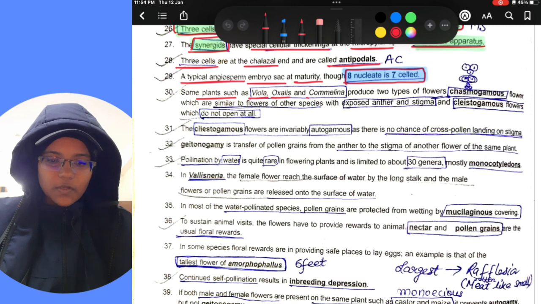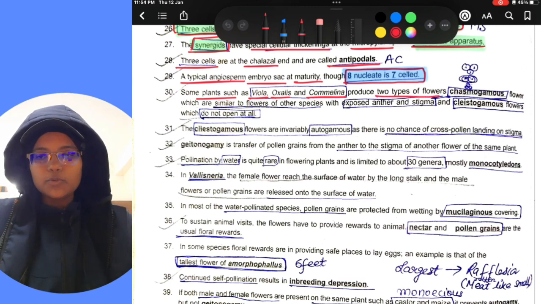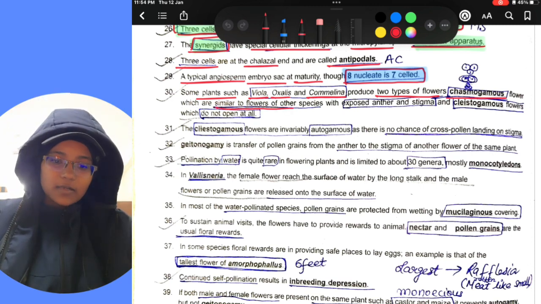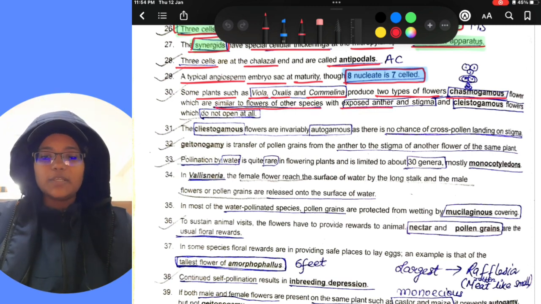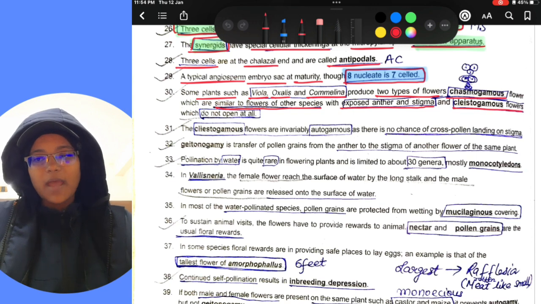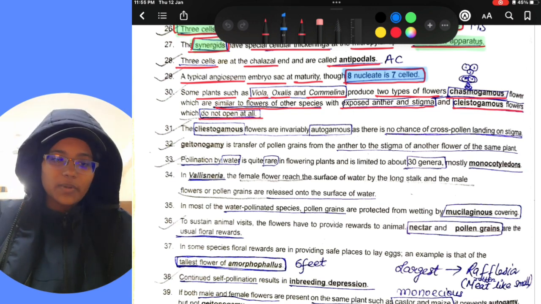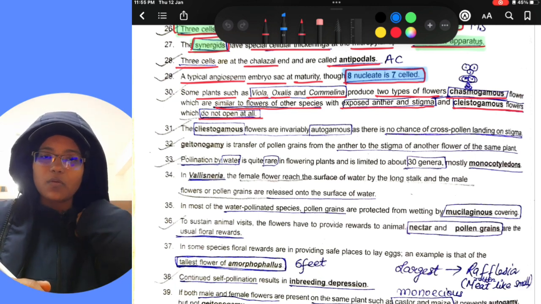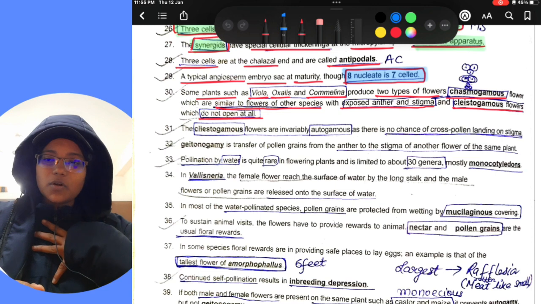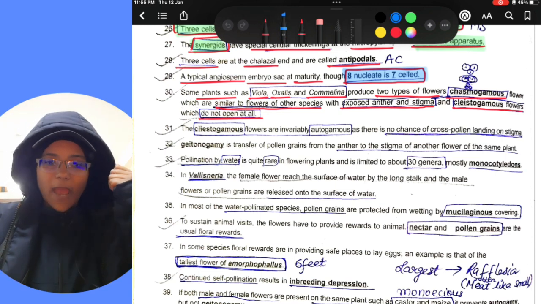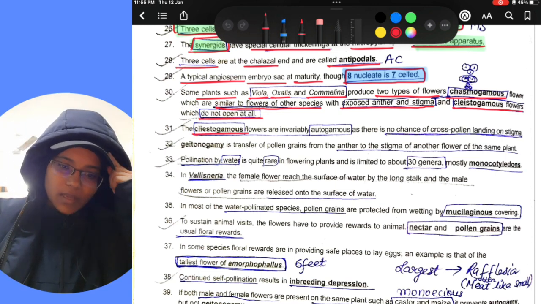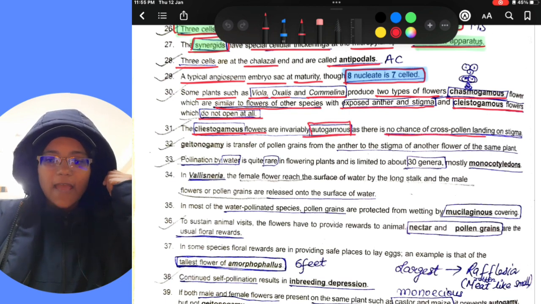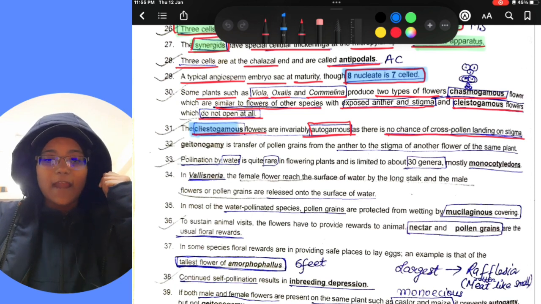Some plants such as Viola, Oxalis and Commelina produce two types of flowers: chasmogamous flowers, which are similar to flowers of other species with exposed anthers and stigma, and cleistogamous flowers, which do not open at all. So self-pollination will occur in which plants? It would be cleistogamous. Cleistogamous flowers are invariably autogamous as there is no chance of cross-pollination landing on the stigma.